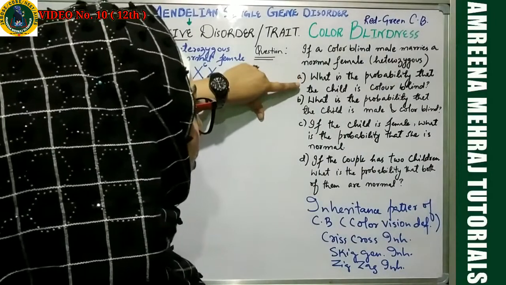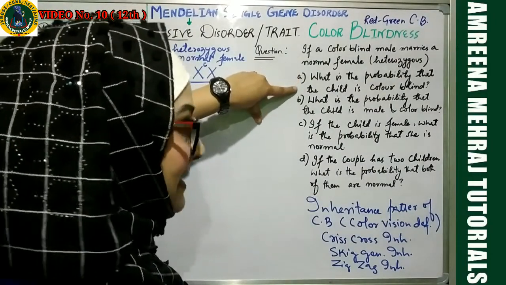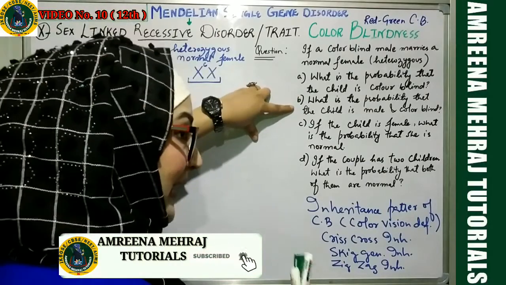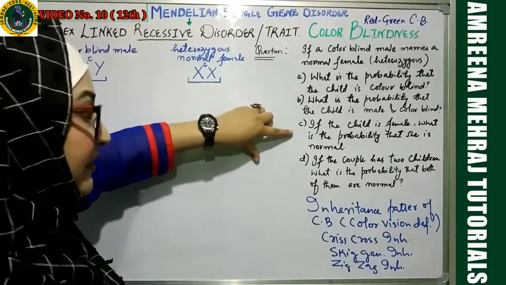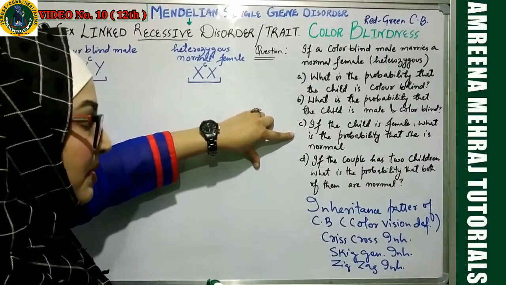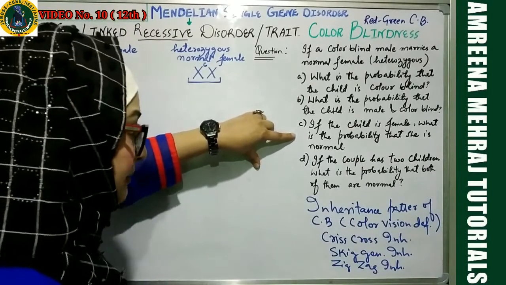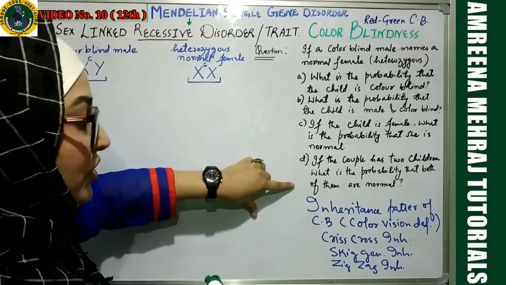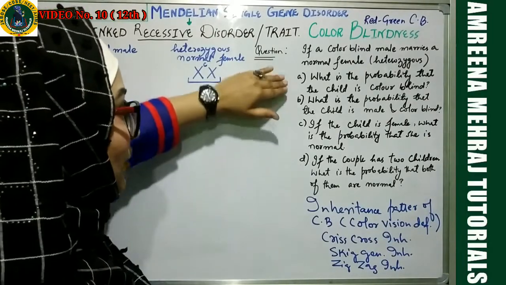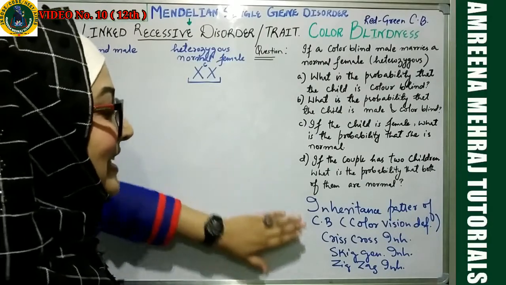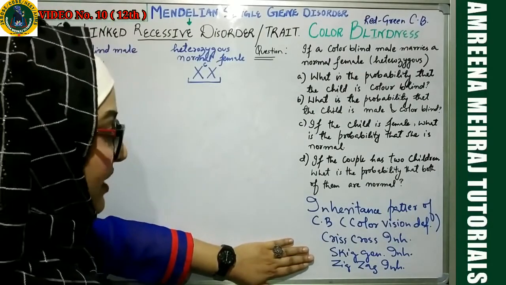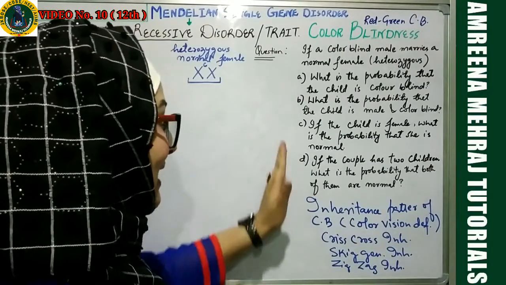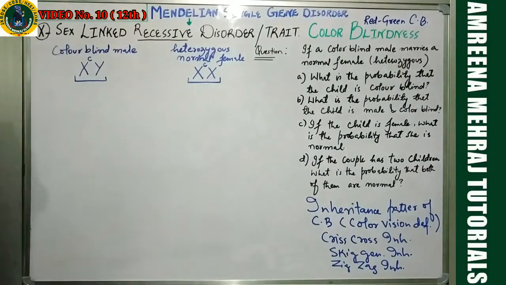The question is, what is the probability that the child is colorblind? What is the probability that the child is male and colorblind? If the child is female, what is the probability that she is normal? If the couple has 2 children, what is the probability that both of them are normal? This will help us to understand the inheritance pattern. Also, if anybody has a problem in understanding, you'll be able to work on this numerical and find out the answer. This is going to be really interesting.